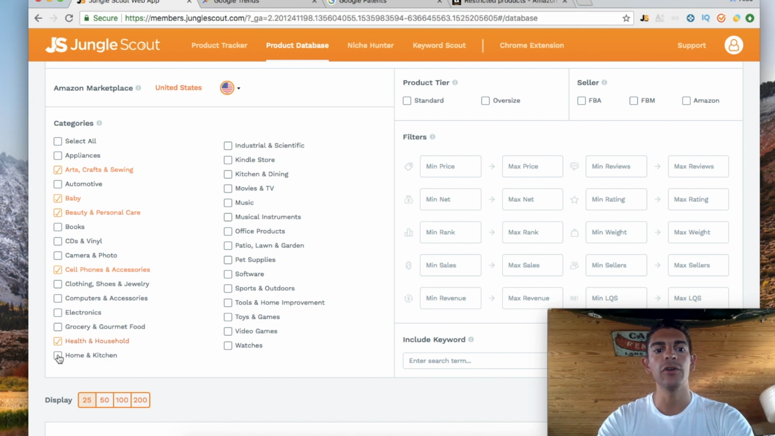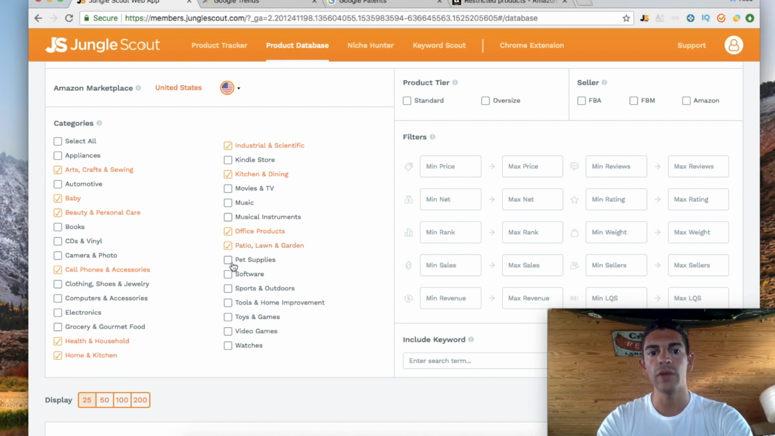Health and household is a good category. Home and kitchen is a good category. Industrial and scientific. You're not selling in the Kindle store. You're not selling books or anything like that. Kitchen and dining is good. You're not selling any TV shows. No music, instruments, no. Office products is okay to sell in.